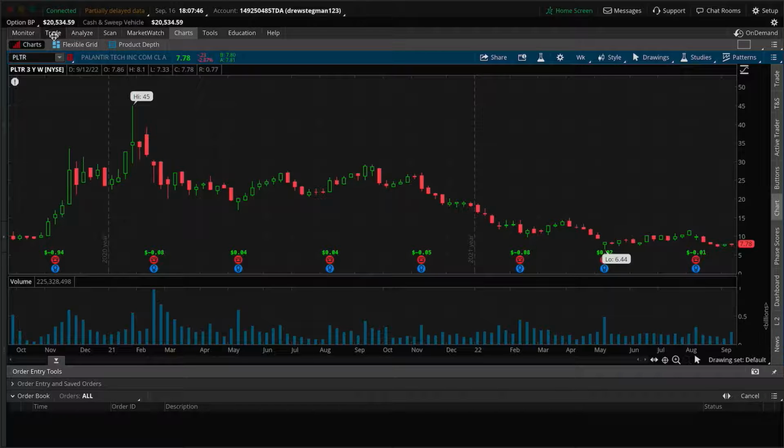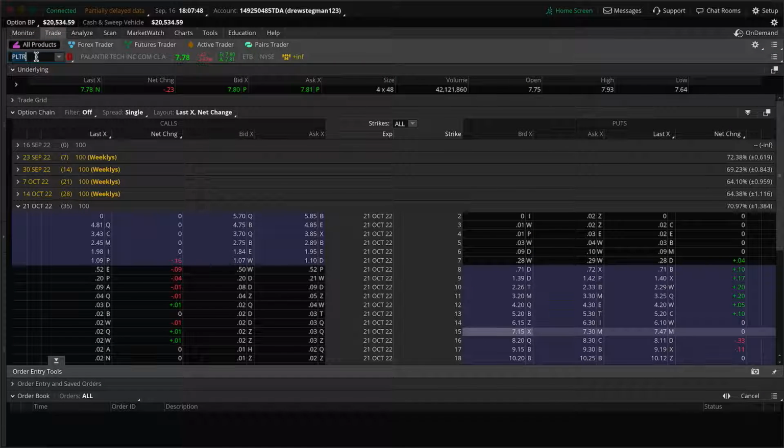But just an example, right? You don't have to do this against just dividend stocks. You can, and it really comes down to your risk tolerance. But let's say you're a younger investor, you want to take more risk. You see that Palantir has sold off dramatically. You can sell a put at $6 per share.